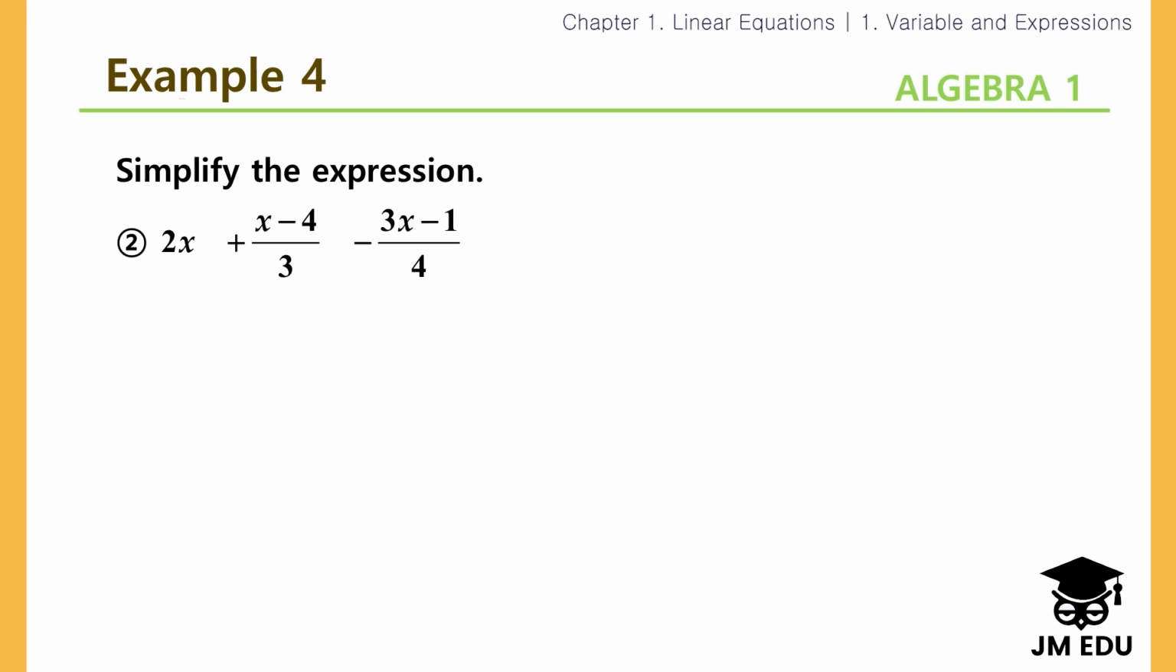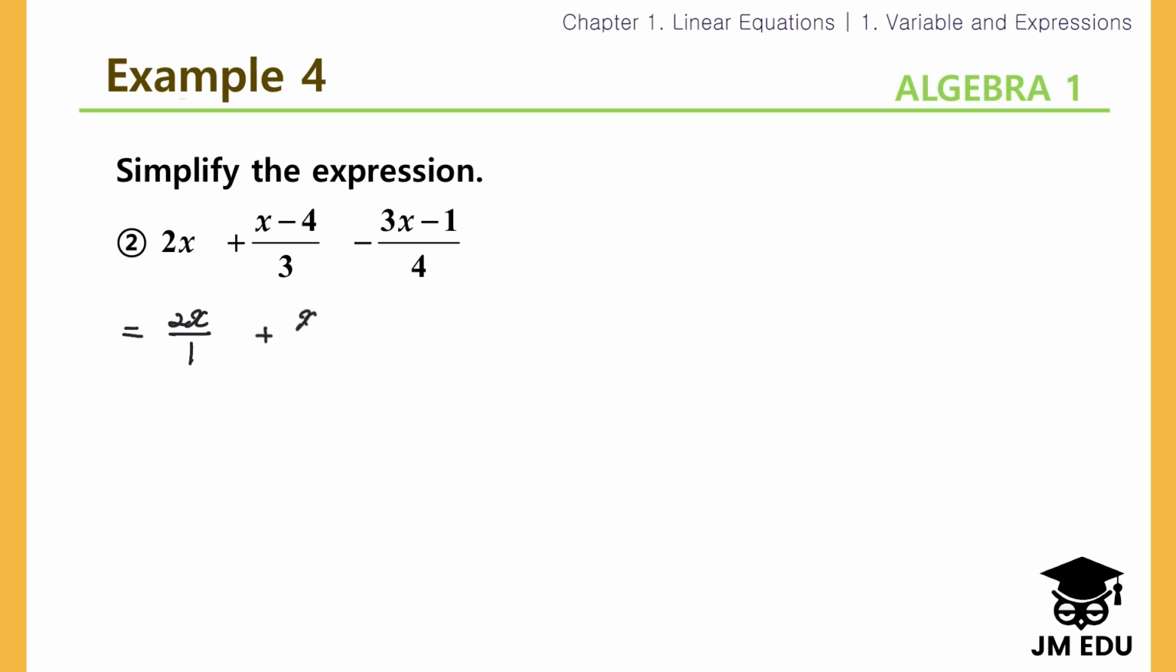Number 2, we have 2x plus (x minus 4) over 3, minus (3x minus 1) over 4, right? These two expressions are in fraction form, but this is not. Then write this 2x in fraction form and then find the common denominator. So let's rewrite this expression. 2x in fraction form is 2x over 1, right?